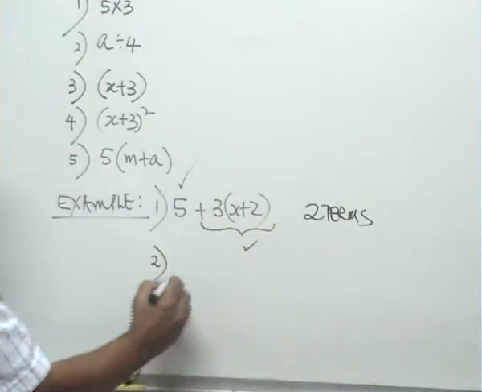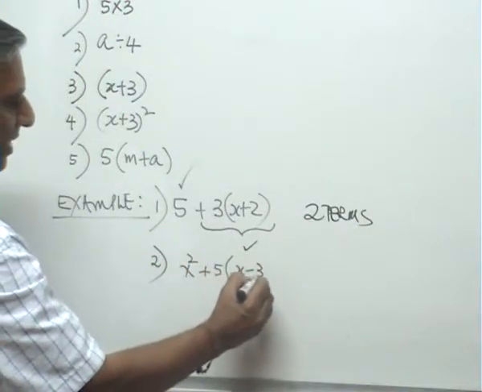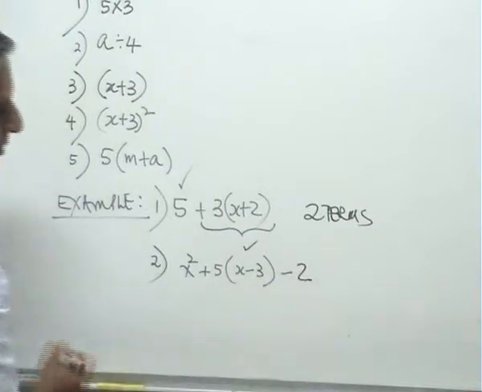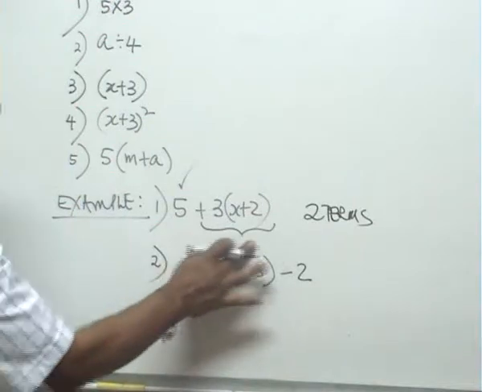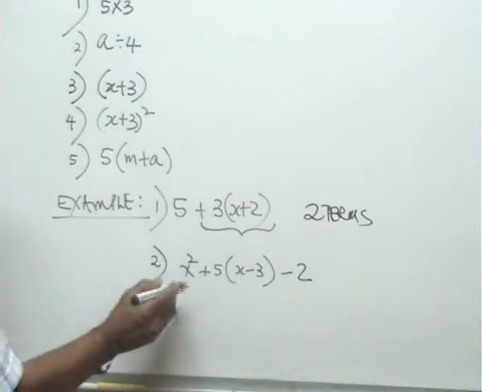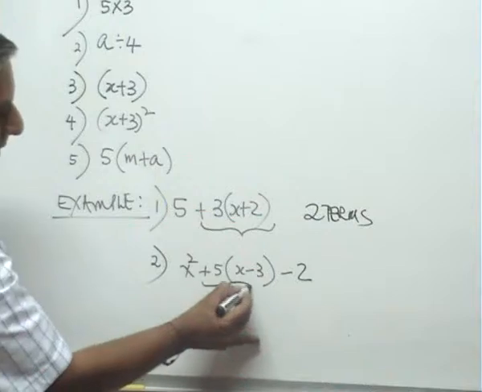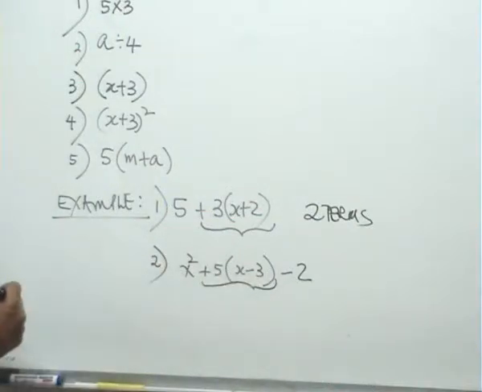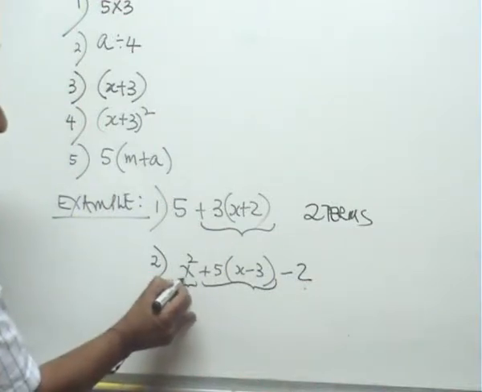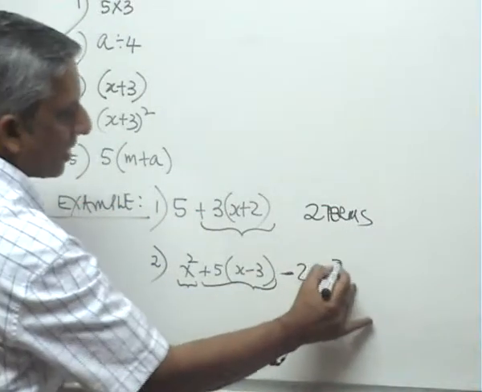If I do another example, suppose I had x squared plus 5 into x minus 3, and I asked you how many terms here? Just by looking at it, right now there's 3 terms, you see? That's x squared is one term, then from here, 5 into x minus 3 is considered another term, and that's a third term. So this is your first one, x squared. Then your second term is all this, and then that's your third term.